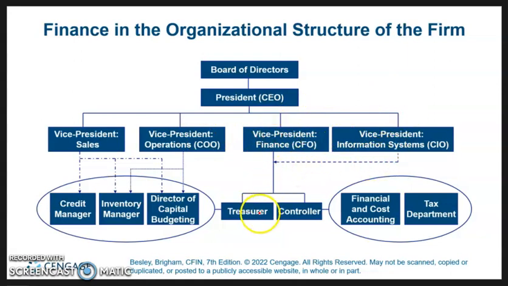Then from the CFO, we go down to the treasurer, and the treasurer oversees credit, inventory, finance as it relates to credit, inventory, and capital budgeting. And the controller handles the financial reporting issues, the accounting, and the tax issues. So as you can see, finance ties into everything.